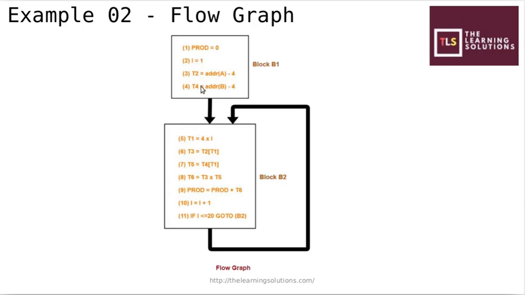So what we have to do, just see whether a block 2 to block 2 path is available or not. Yes, because of this 11th statement, go to B2, that means again it will go and visit the leader statement of block 2. That is why this arrow is shown here.